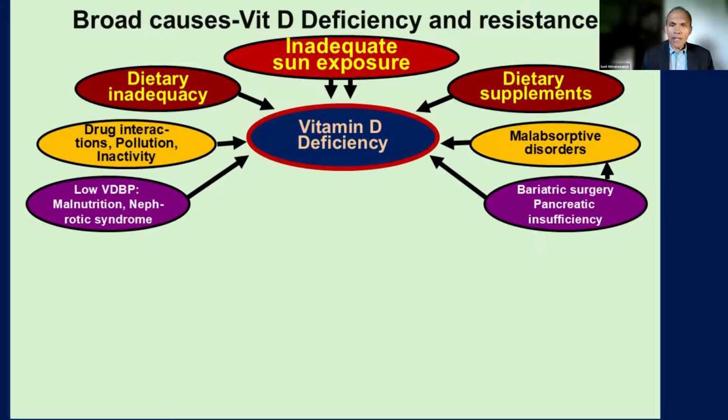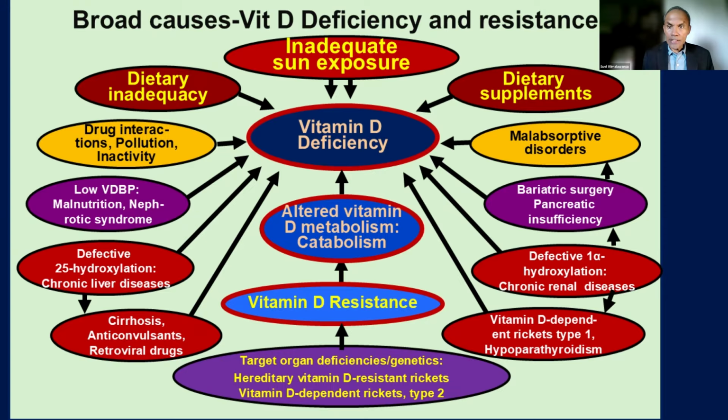Then the malabsorption syndromes, particularly arising from bariatric surgery, pancreatic insufficiency and things, as well as rare issues like vitamin D binding protein abnormalities, including malnutrition and nephrotic syndrome. Therefore, the carrying capacity in the blood is significantly less, and therefore the free vitamin D is also less in their circulation. So let's look at the other end, the vitamin D resistance syndromes.